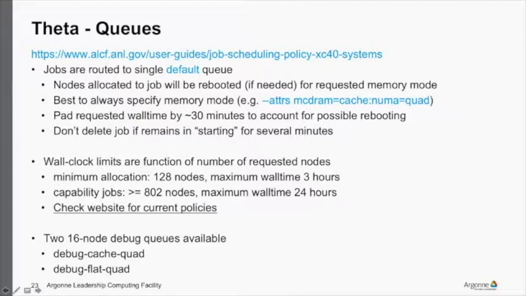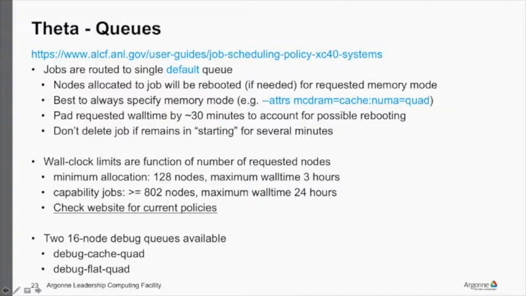On Theta, the wall clock time limits are a function of the number of nodes requested. If you look on the web page, you'll see a tiered structure. Small jobs can run for a relatively short amount of time, a few hours, whereas the larger jobs can run anywhere up to 24 hours. The website currently says the minimum allocation is 128 nodes. So if you were to submit a smaller job in the default queue, you'll still be allocated and charged for the full 128 nodes. And today, the capability jobs on the machine are considered those requesting 802 nodes or more.